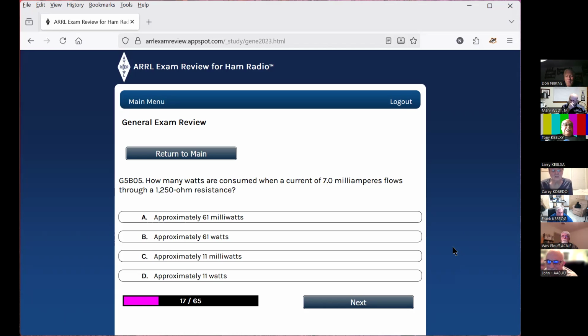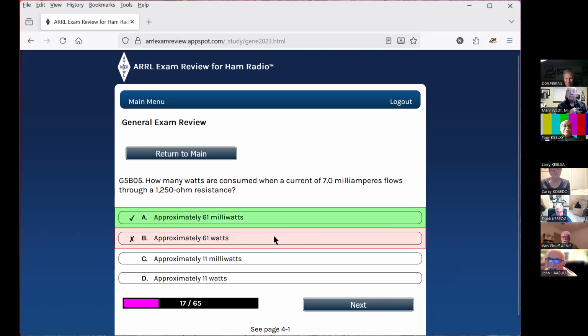Where's that calculator? 61? Okay, 61 what? Milliwatts or watts? Watts. Is that the consensus? No, the answer is 61 milliwatts, because it's milliamperes.